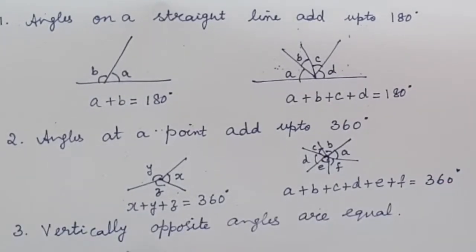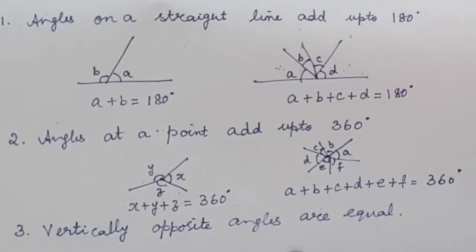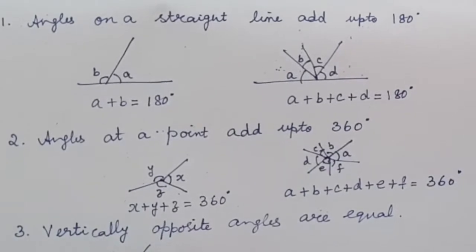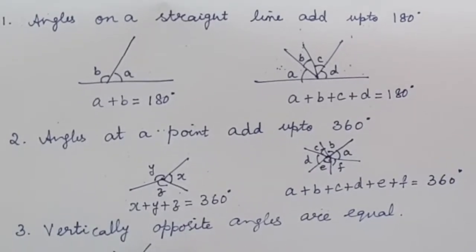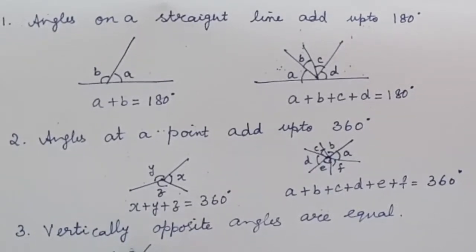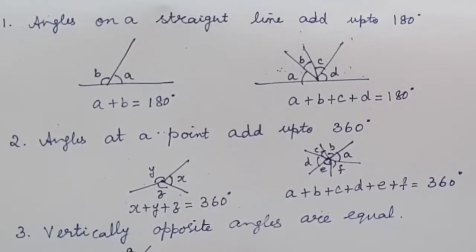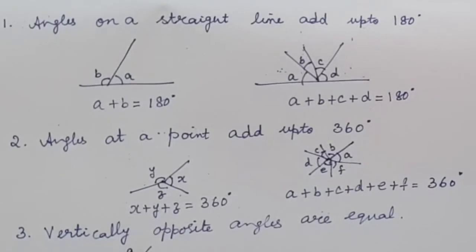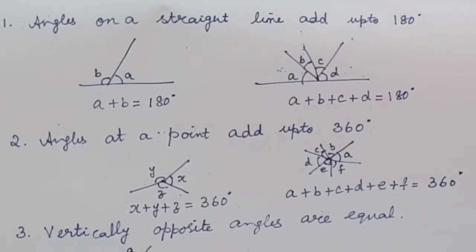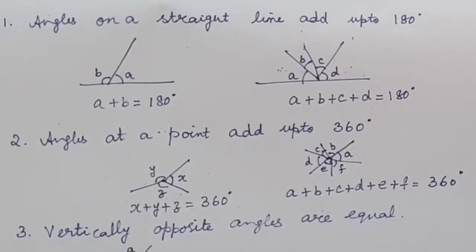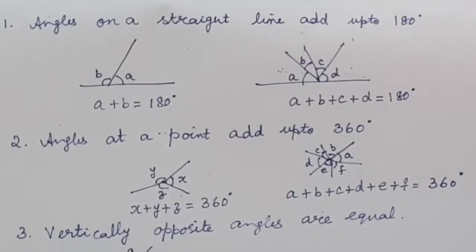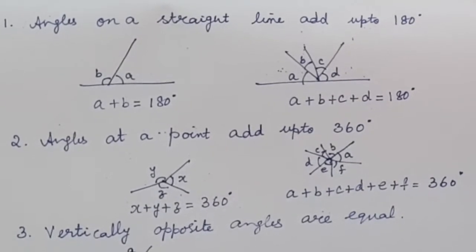The third property: vertically opposite angles are equal. Vertically opposite angles are angles which form an X. That is this angle and this. Suppose this angle is A, then this angle will also be equal to A. These are vertically opposite to each other. If this is B, then this angle will also be equal to B. Any number, if A is 70 degrees, then this side also will have 70 degrees. So vertically opposite angles are equal and they are formed in between an X.